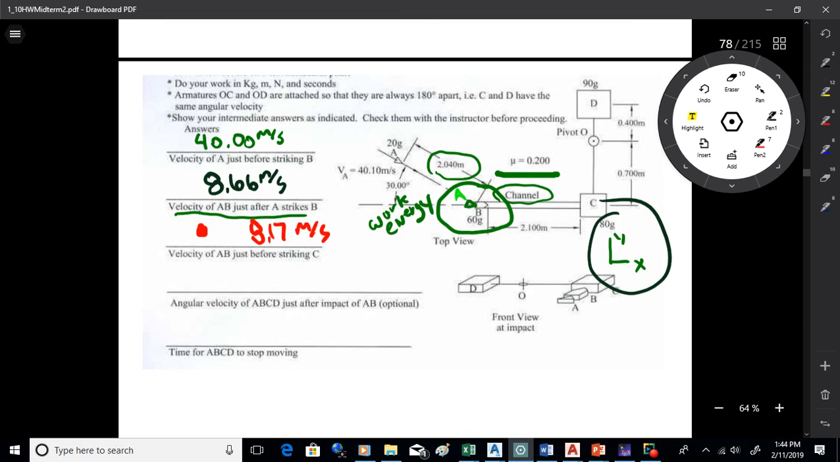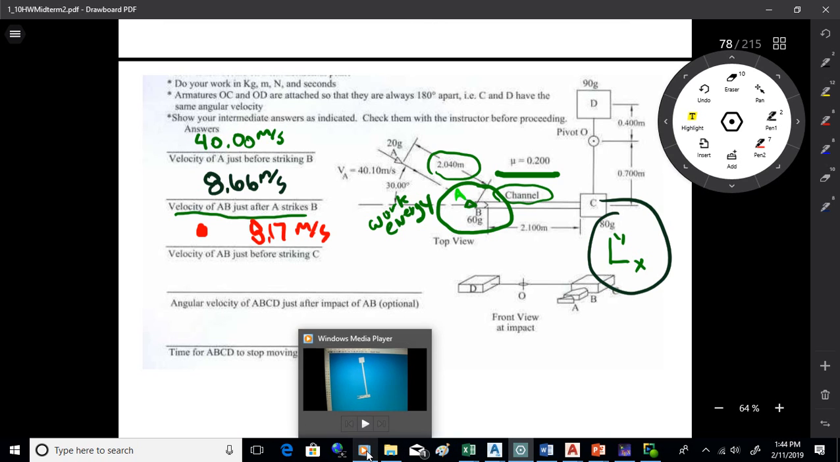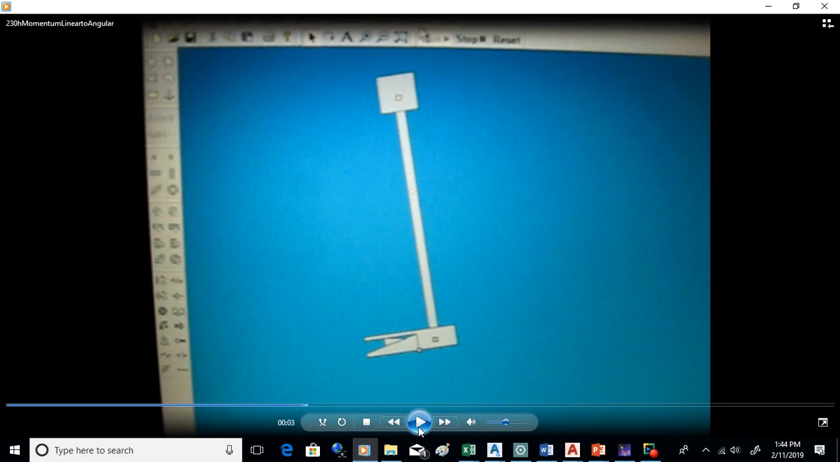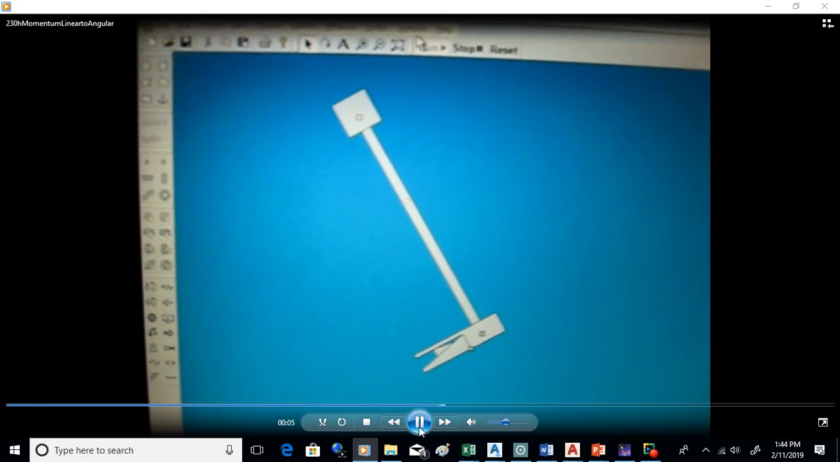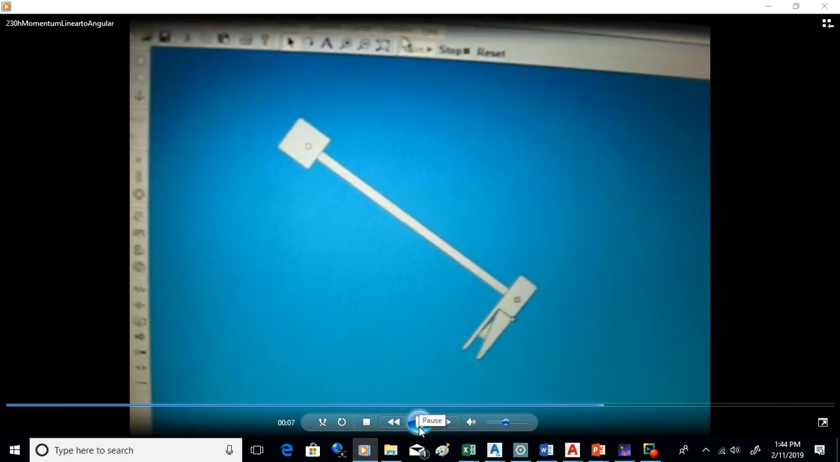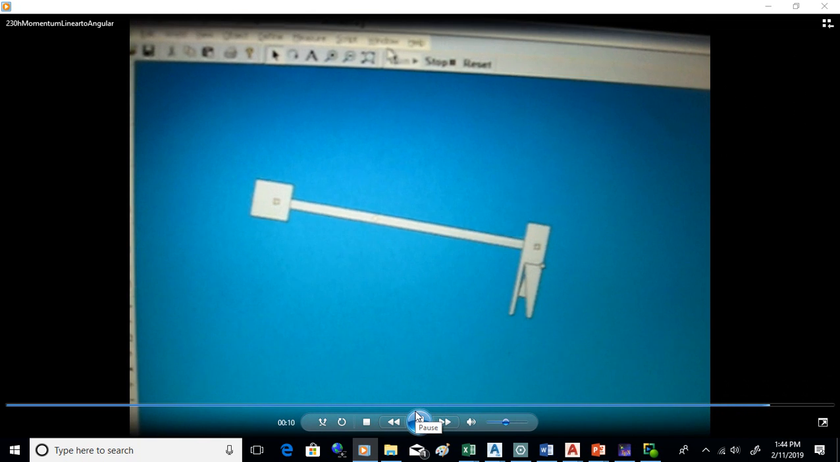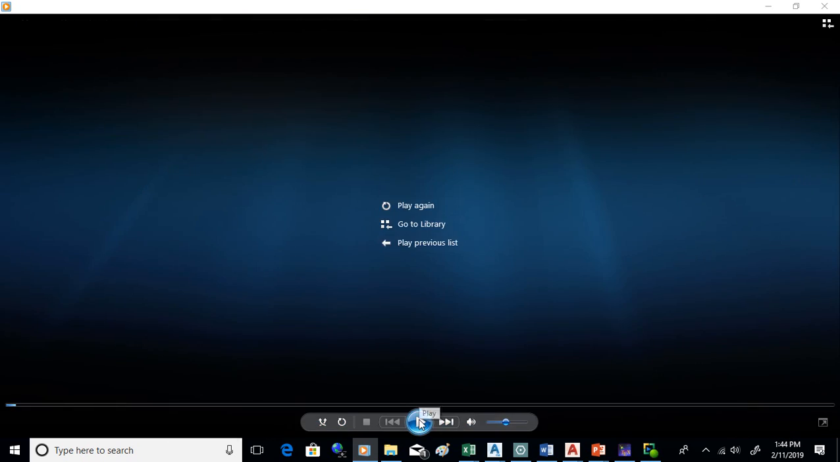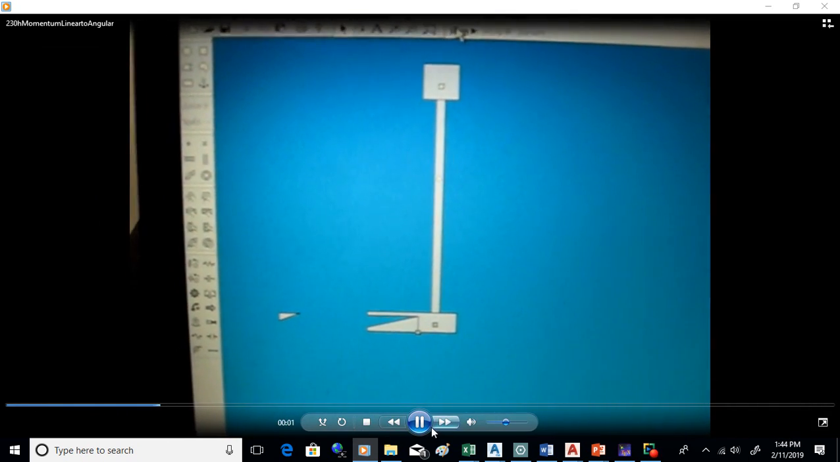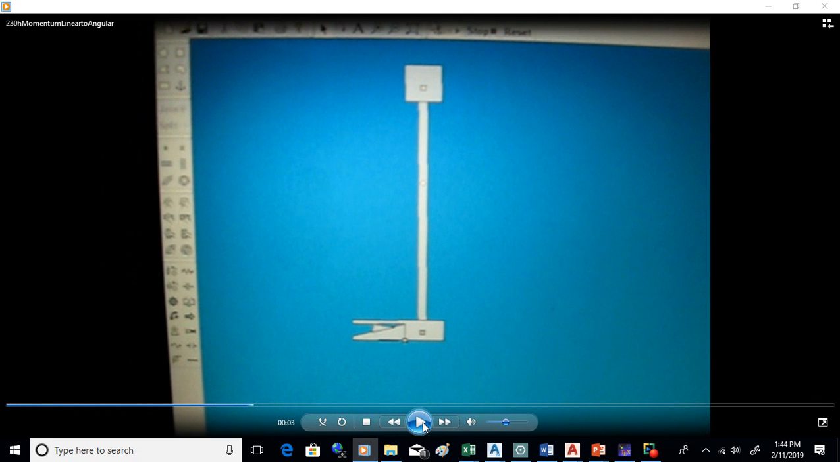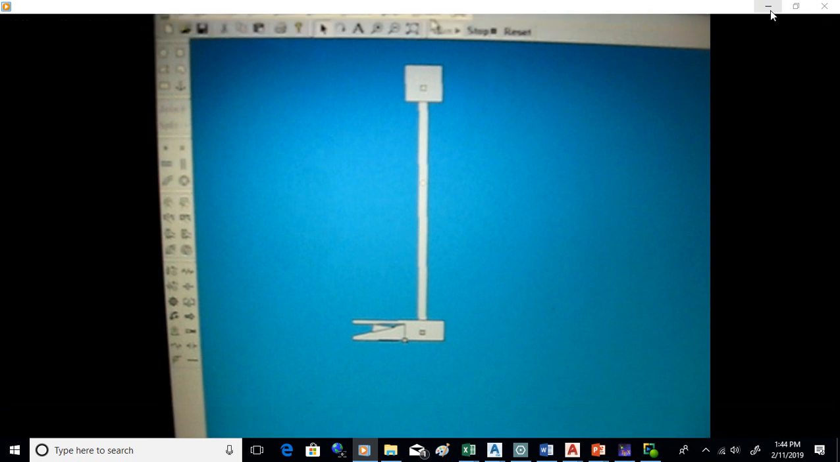Okay, now, what's happening here when that thing strikes is you've got some angular momentum going on, and more particularly, you've got conservation of angular momentum. So right before that AB strikes, you want to look at its angular momentum. You want to know what's the angular momentum of AB coming in, and then you're going to relate that to how it distributes across A, B, C, and D after it strikes C.